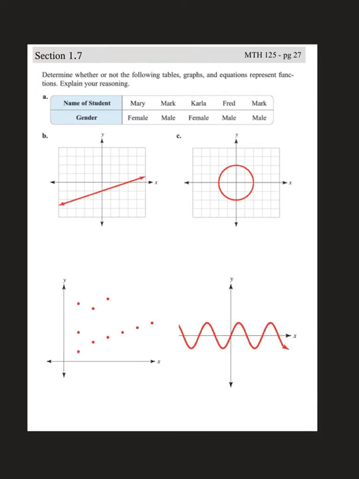Go ahead and pause this video for a few moments and determine whether or not A, B, C, D, E are functions or not. So I'm going to ask you to pause the video and then come back in just a moment.